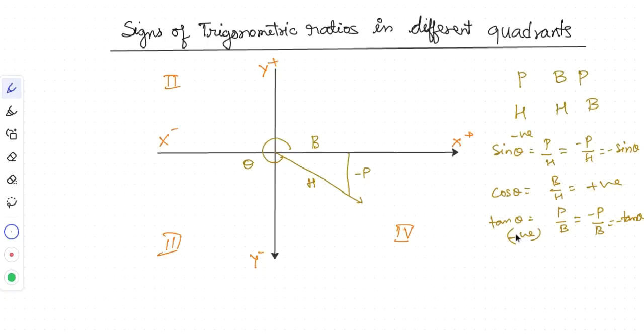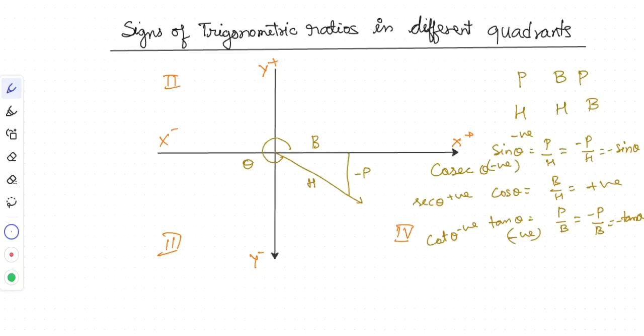Now let us talk about the reciprocals of these. The reciprocal of sin theta is cosec theta. So because sin theta is negative, cosec theta is also negative in the fourth quadrant. Because cos theta is positive, the sec theta will also be positive in the fourth quadrant. And because tan theta is negative, cot theta will also be negative in the fourth quadrant.